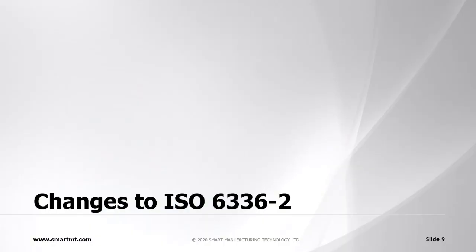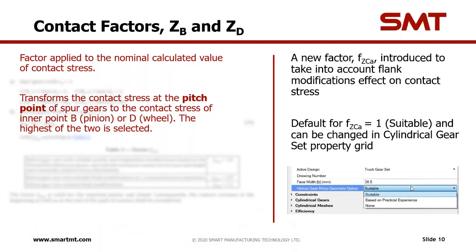Okay, so main changes to part 2 of the standard. This is mainly relating to contact factors and work hardening factor. So for the contact factors, ZB and ZD, these factors are applied to the nominal calculated value for contact stress. And what these essentially do is transform the contact stress at the pitch point of spur gears to the contact stress of the inner point B for the pinion or D for the wheel. And then it's the highest of these two that is selected.